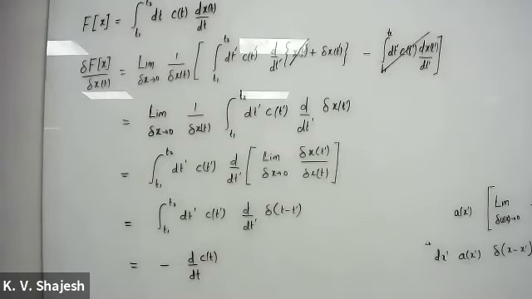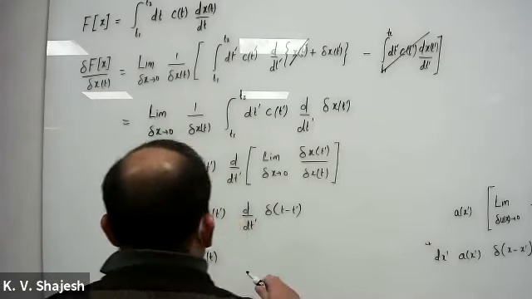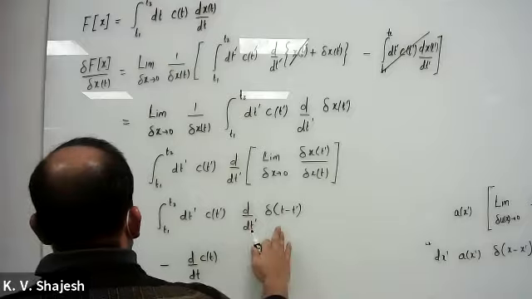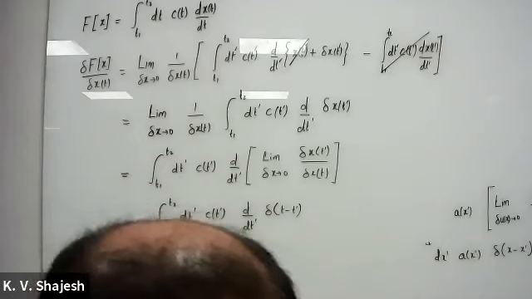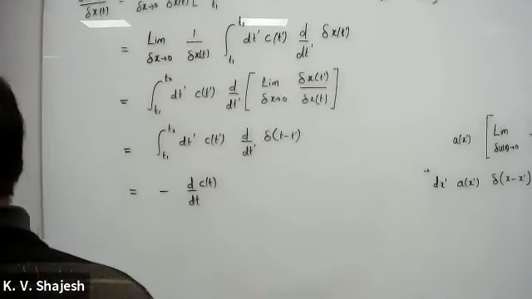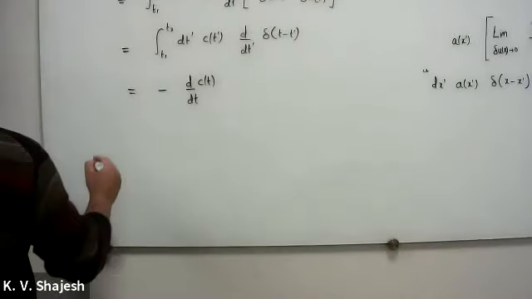Dr. Shajesh, where did the negative come from? Oh, because remember the beginning of the lecture, we defined how a delta function operates, the derivative of a delta function. Where did the negative sign come from? By integration by parts.